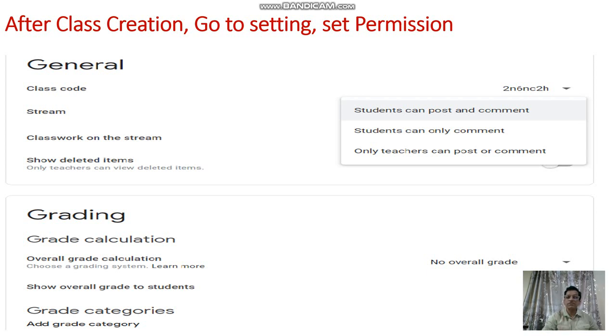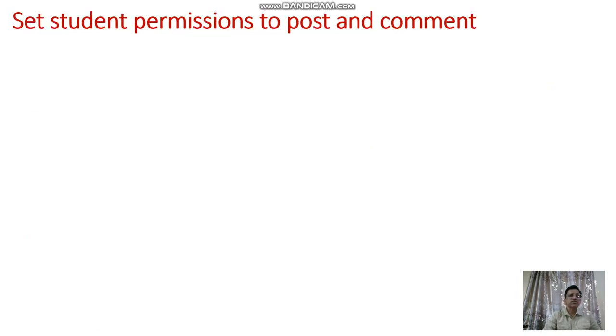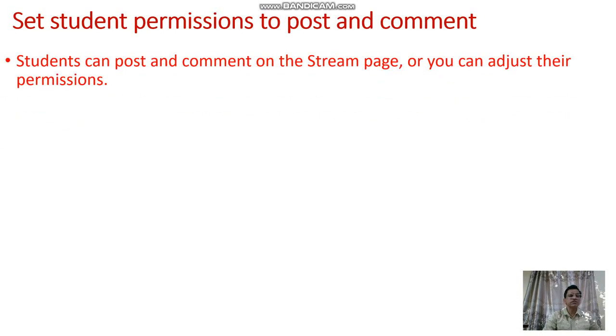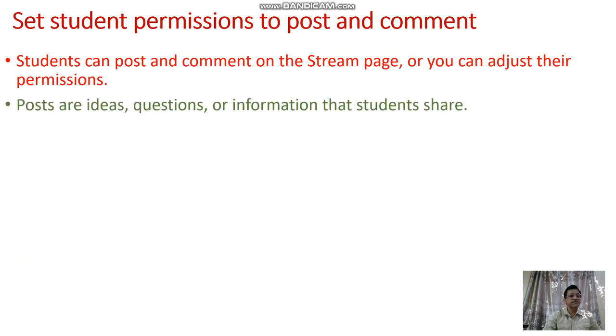One more thing, remember please. In your class, you always take care. Only teacher can post comment and upload resource material for them. Understand? In the stream, also you can specify classwork on the stream. So deleted item, you take care about this thing, please. So set student permission to post and comment. Student can post and comment on the stream page. You can adjust their permissions.